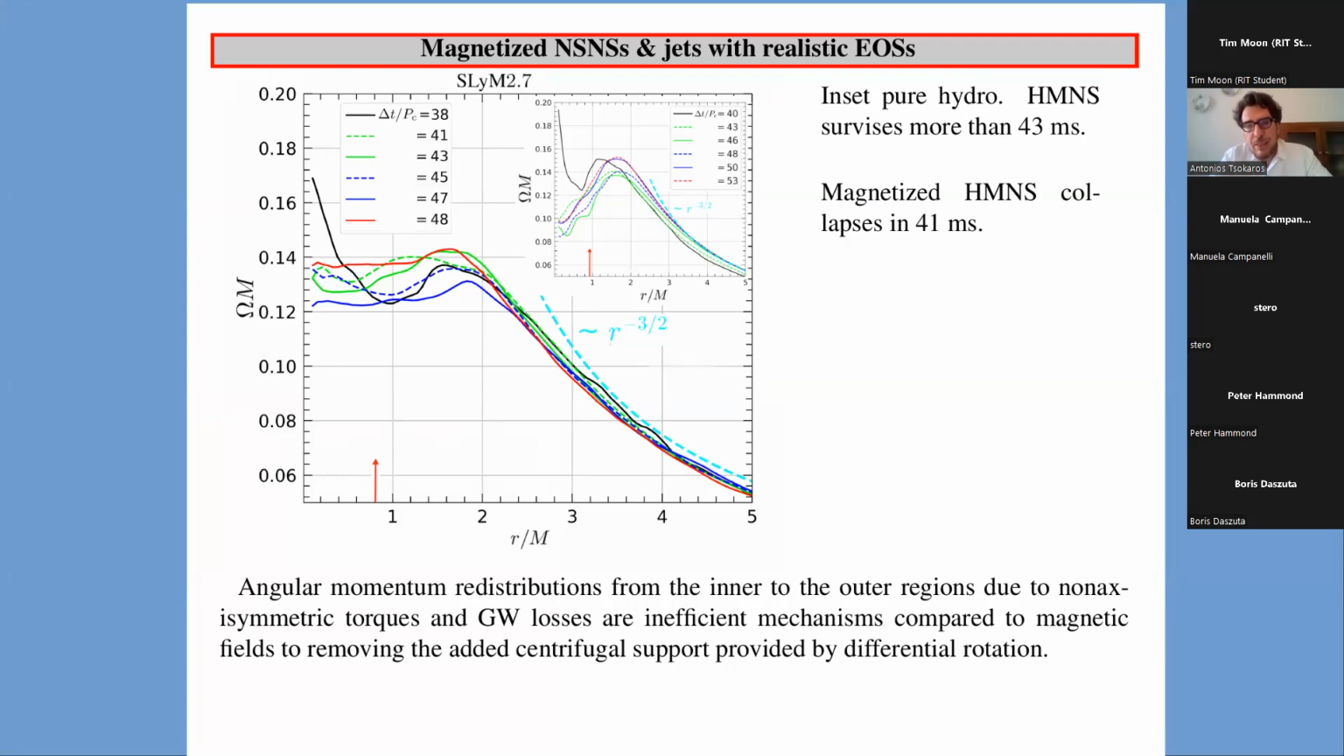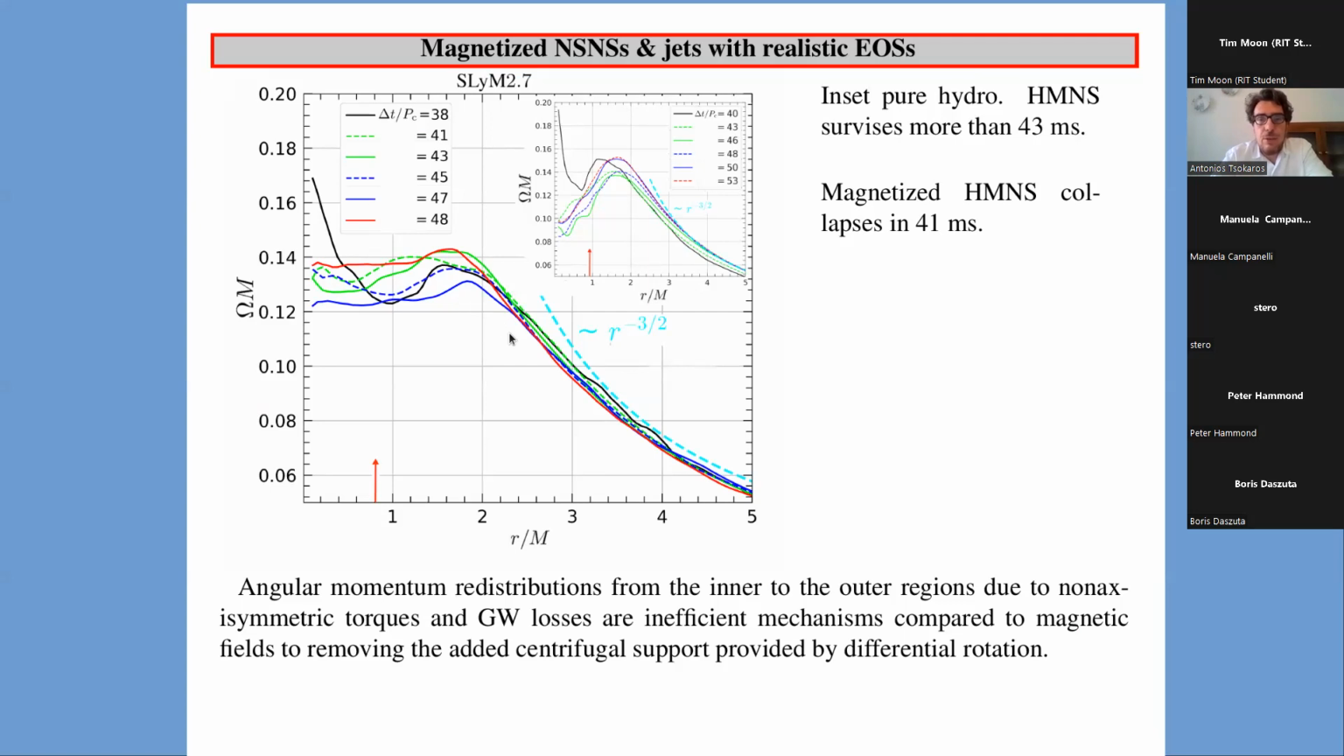So going back into the hypermassive remnant, here I want to discuss a little bit about the rotation profile law for magnetized versus non-magnetized versions. So here in the inset, you can see the same evolution of the SLY equation of state, but with no magnetic field. While on the main plot, you can see the evolution of the angular velocity inside the hypermassive neutron star with the magnetic field. With different lines, you can see different times.